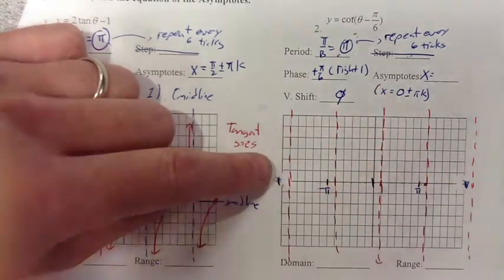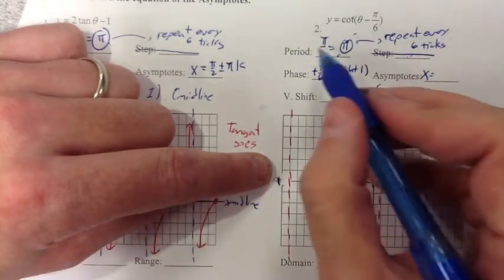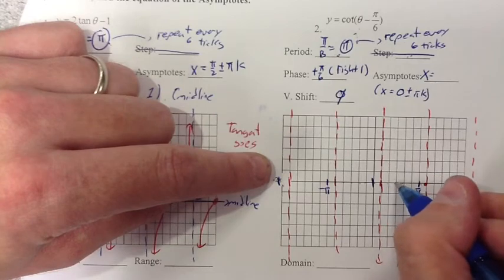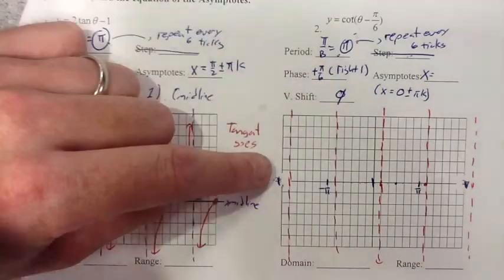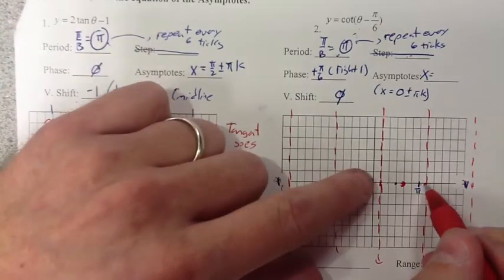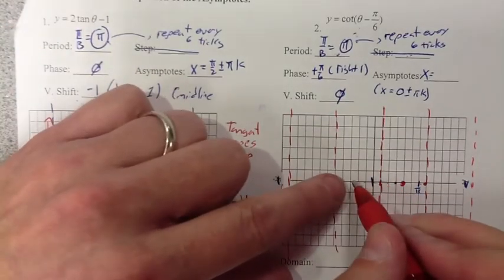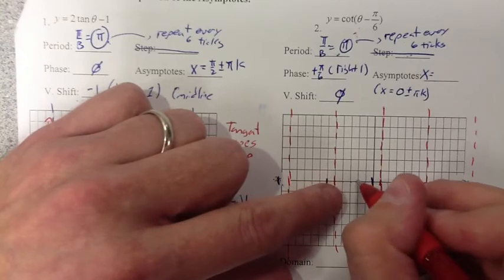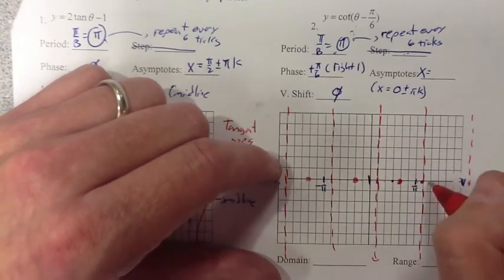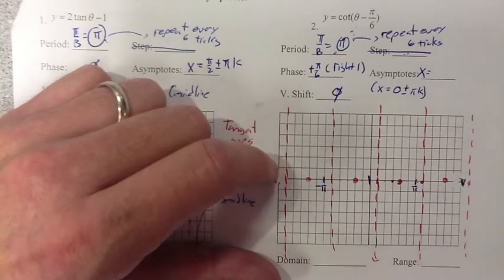Now, remember, when we normally graph cotangent, it crosses the x-axis normally at pi over 2. But again, we're going to move it to the right one unit. An easy way to remember it is just go in between your asymptotes, and that's where it's going to cross. Go in between, or basically 3 over: 1, 2, 3, and that's where it crosses.